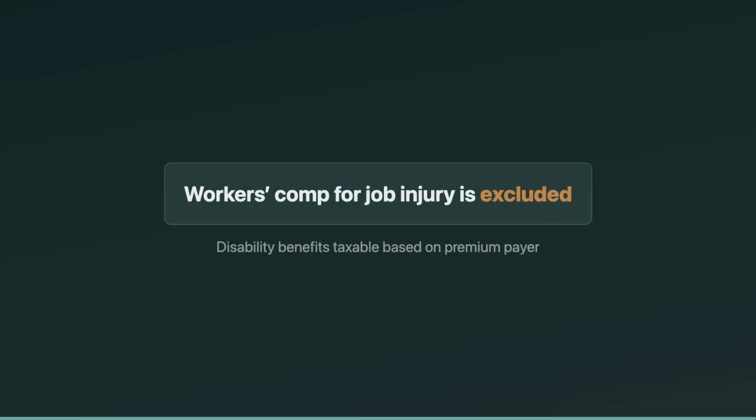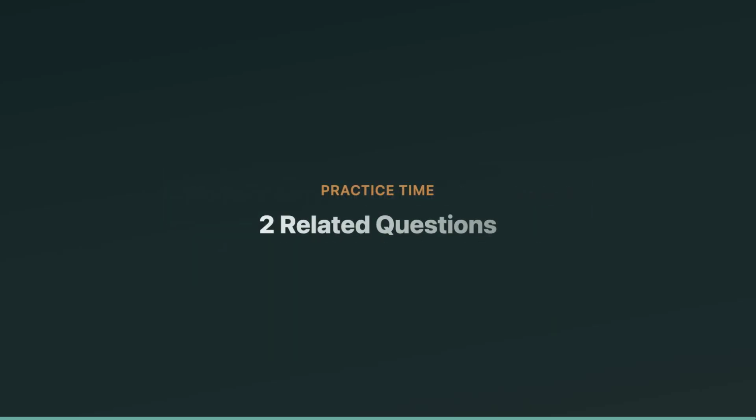Two quick gotchas they test. First, workers' compensation for job-related injuries is excluded from income. It's not wages. Second, disability benefits can be partly taxable depending on who paid the premiums. If the employer paid 80% of the premiums with pre-tax dollars, then 80% of the benefits are taxable. The exam loves partial taxability questions because they're pure mechanics.